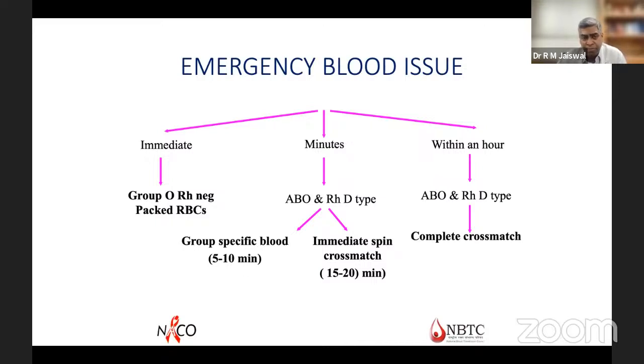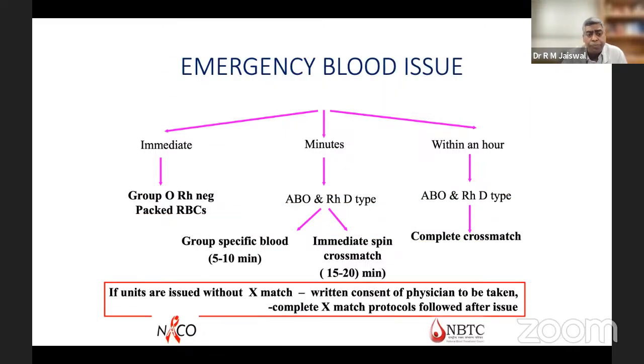In that case, in emergency blood use, we can immediately give O negative PRBC. And within minutes, if we have time, it is always good practice to type ABO and blood group. Then we should give group-specific blood, because O negative is not always readily available. And if you have time, then we give these products after complete cross match.